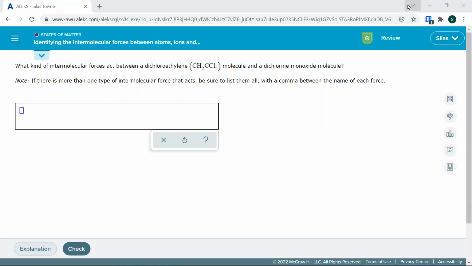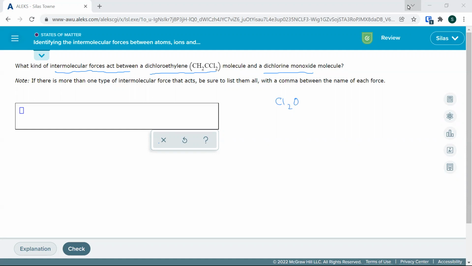All right, in this question, we're looking at what kind of intermolecular forces act between molecules. Sometimes it might be the same molecule. So what are the forces between two of the same molecules, like two water molecules, or it could be two different ones. Here we have dichloroethane, which we're given the formula, and then dichlorine monoxide. So we have a Cl2O molecule. So we have to figure out which of the forces are acting on it.